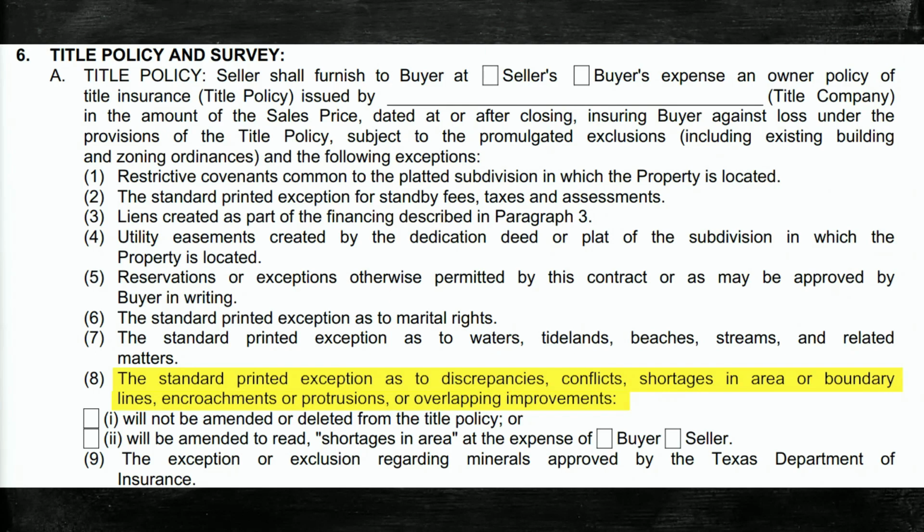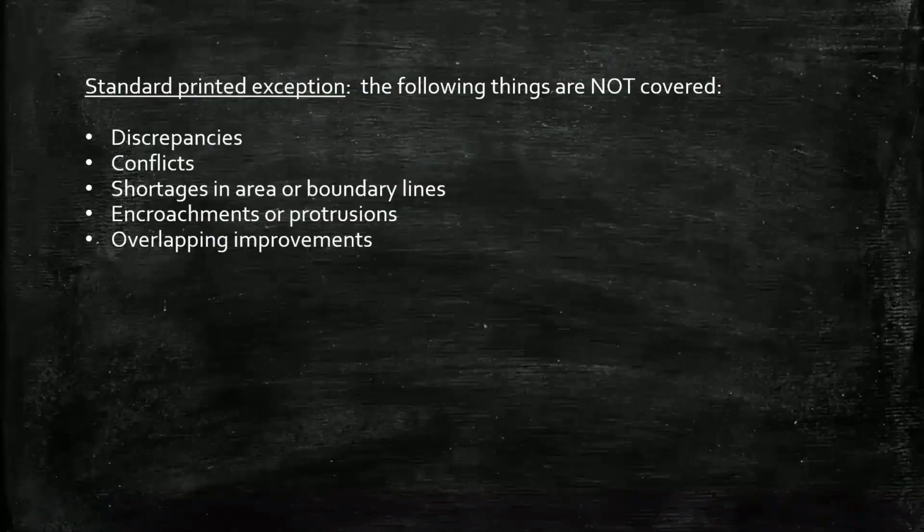Now, the parties to this contract have a choice. They can either leave that standard printed exception alone. It will not be amended. It will not be deleted from the title policy. Or the parties can choose to amend that exception, number 8. And if they amend it, it will read only that the exception is for shortages in area at the expense of the buyer or seller. This one causes some confusion, so let's look at it a little more closely.